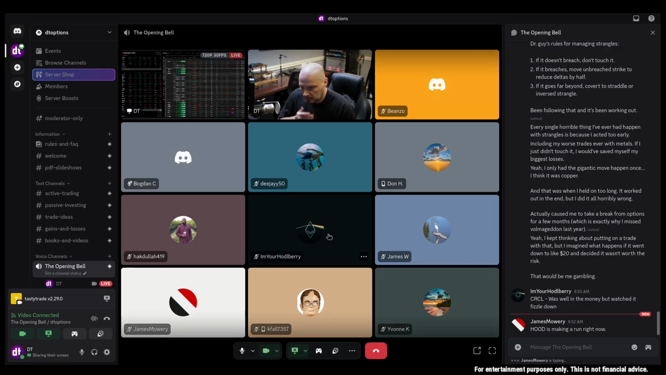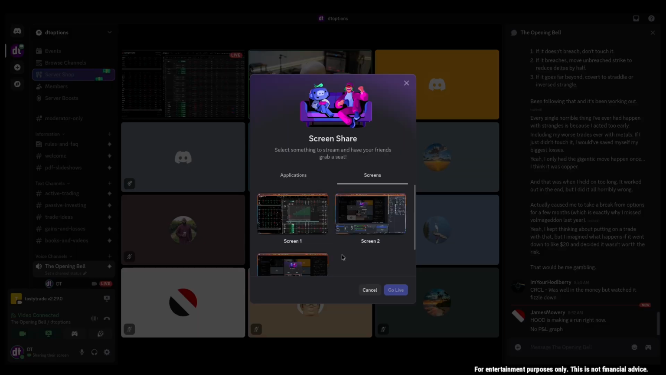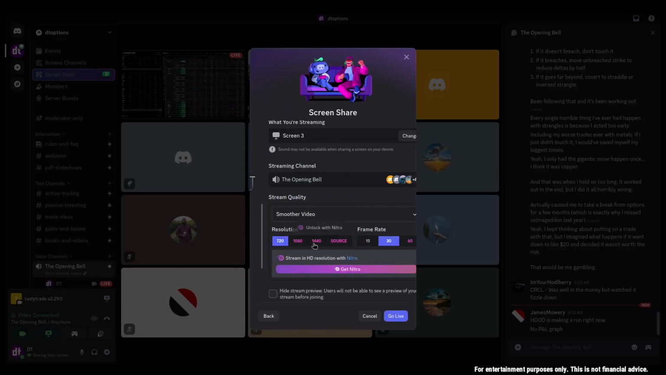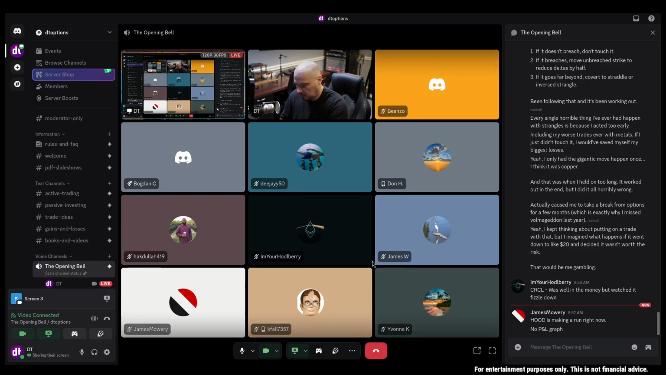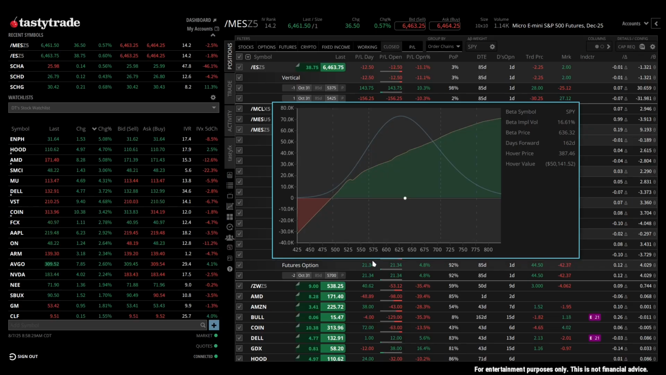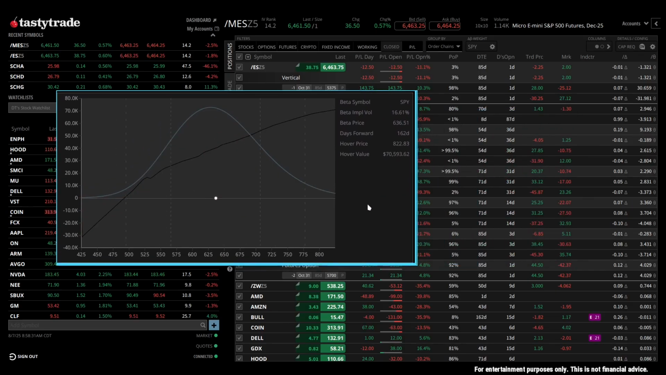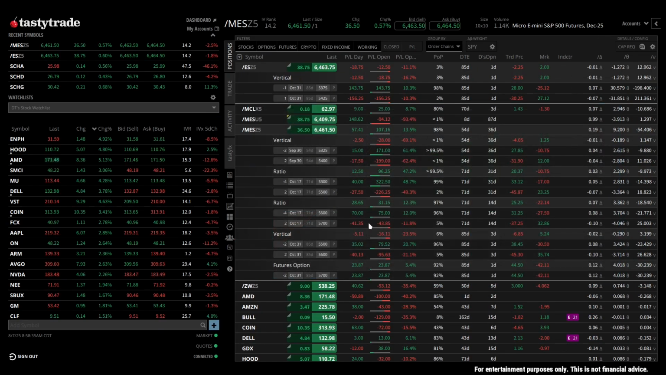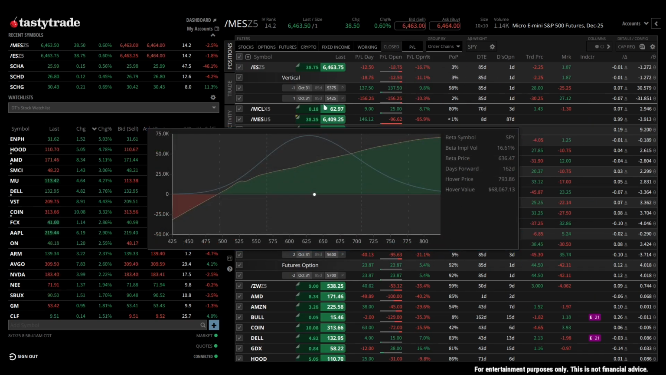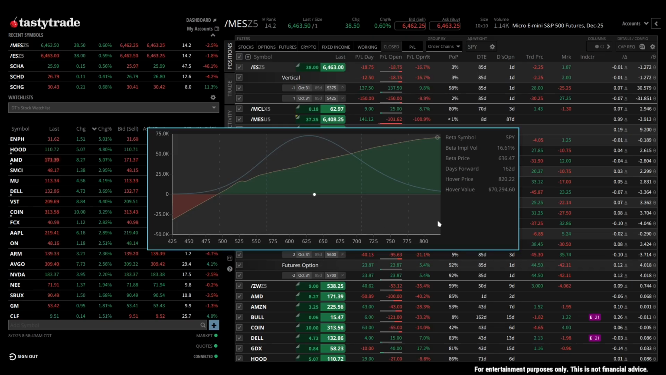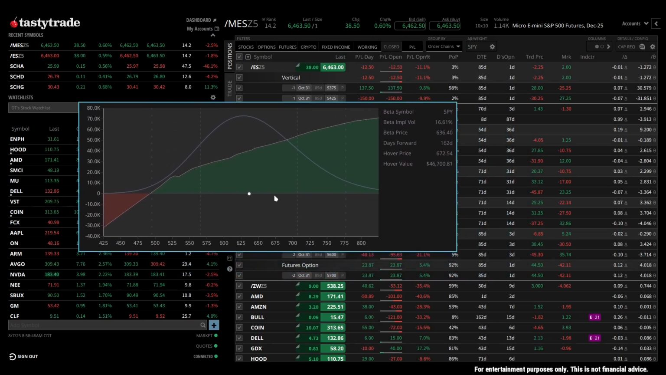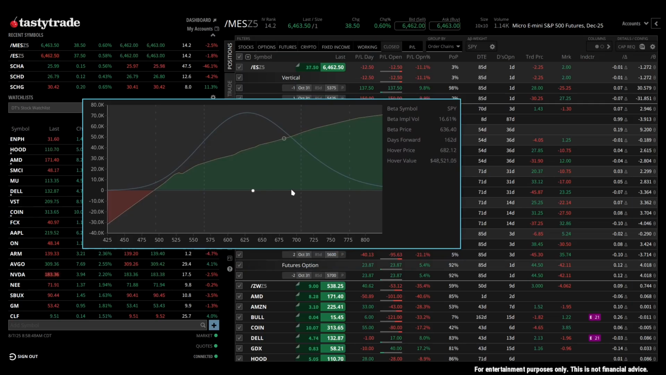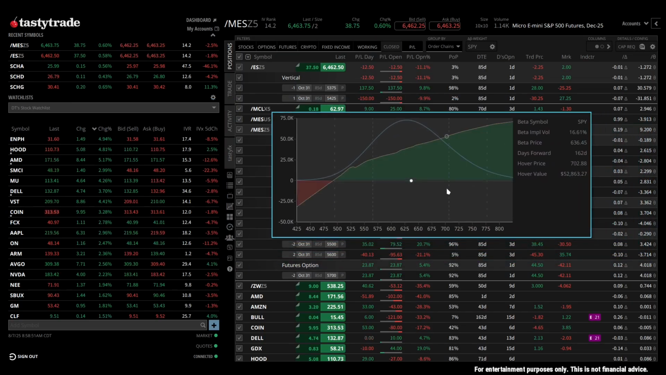Instead of the application window, let me change to share a screen. And now you should be able to see this P&L graph. On Tasty, if you're using Tasty, you've got this button here, P&L. You click on it, you get your P&L graph, your risk profile for your entire portfolio as it currently stands, which is kind of neat.